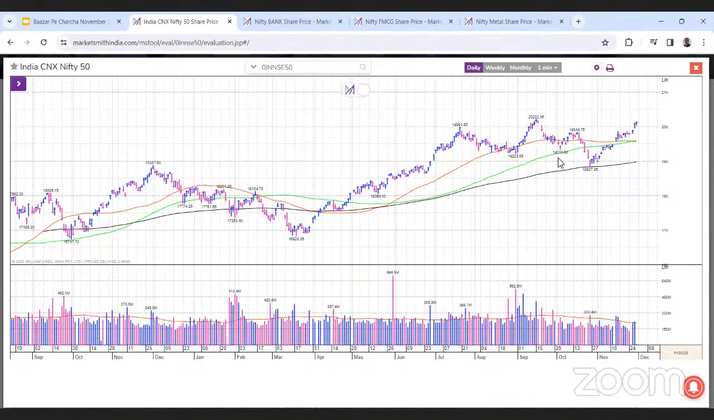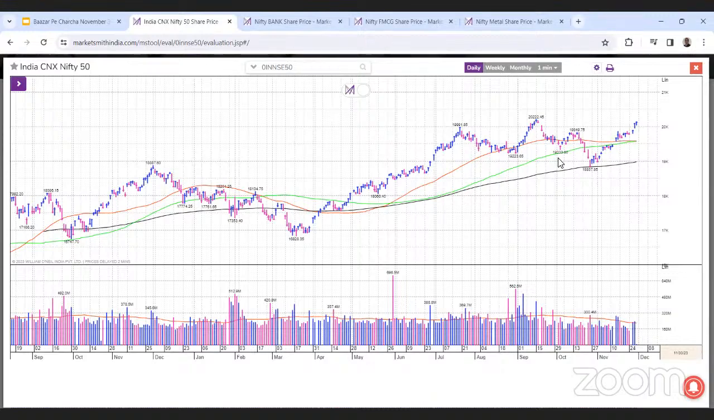Maybe by the next Bazaar Pe Charcha, which is going to happen around the 15th of next month, the market would be on a fresh uncharted trajectory towards 20,500, 20,600, and maybe by this January, after the budget, the rally and everything will start. So maybe the market will try to reach toward 21,000. But yes, at the same time, everything is not a rosy picture.